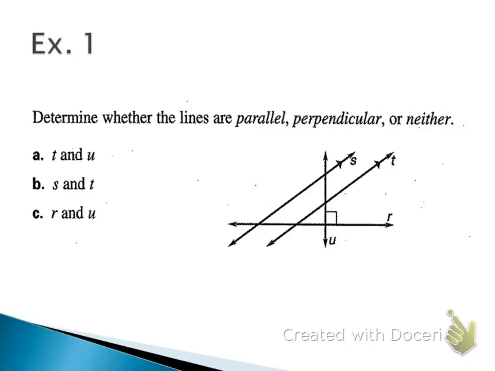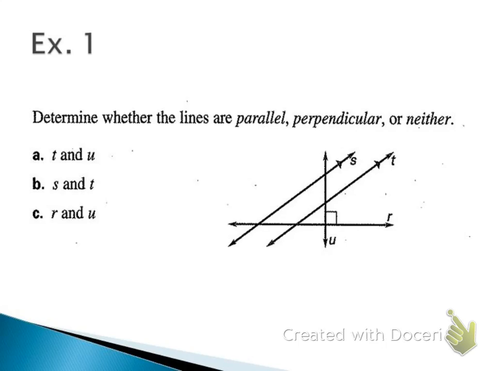So let's look at part A. Line T and line U, and remember when there's a lowercase letter next to the line, that's not a point on the line, that's the actual entire line that they're naming. So T is here and then U is here. Are those parallel, perpendicular, or neither? So parallel is where they never intersect but they're on the same plane. Perpendicular is where they intersect at a right angle, and then if it's neither, then it's neither.